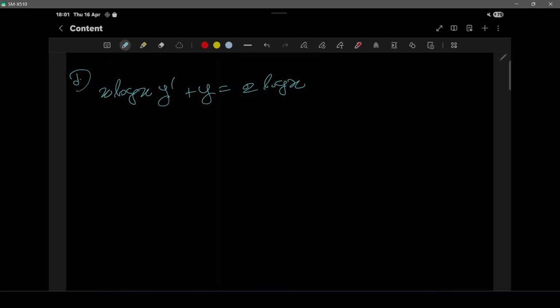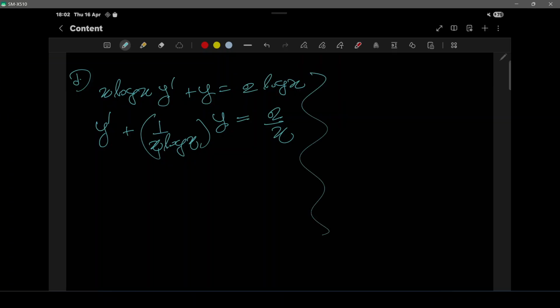Okay. So let's move to the next question. I will let you do the next question, and I choose the final one: x log x times y dash plus y is equal to 2 log x. So I should get it to the standard format. It is y dash plus 1 over x log x times y is equal to 2 over x, because log x is cancelling out, so it is 2 over x.